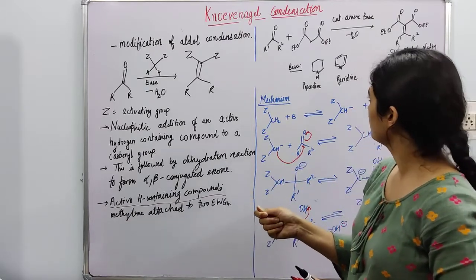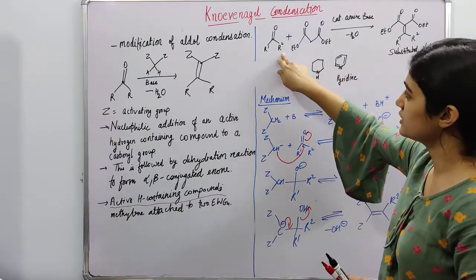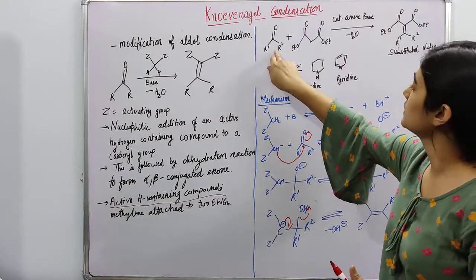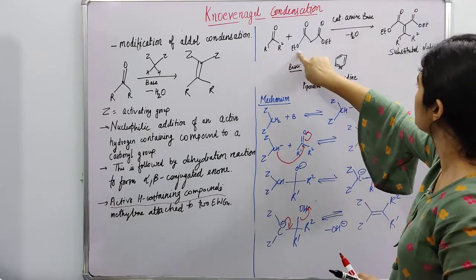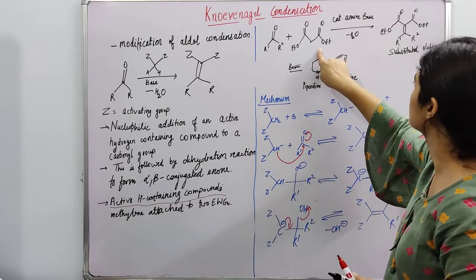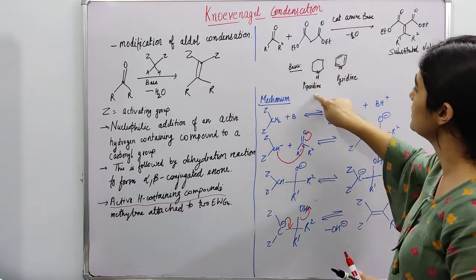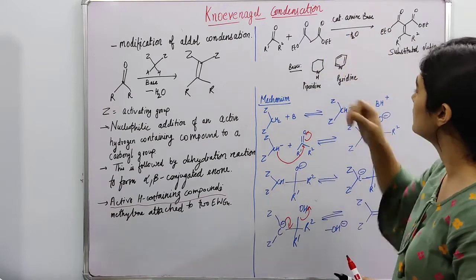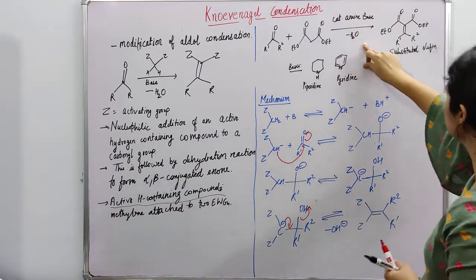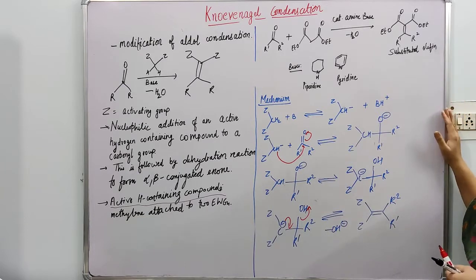to it. For example, I have taken a reaction here in which I have taken a general aldehyde or ketone. These R1 and R2 can be aldehyde or ketone. So I have taken this diethyl malonate, and in the presence of catalytic amine base, that amine base can be piperidine or pyridine. So in presence of amine base on dehydration, a substituted olefin is formed. Alright, now let's see the mechanism.